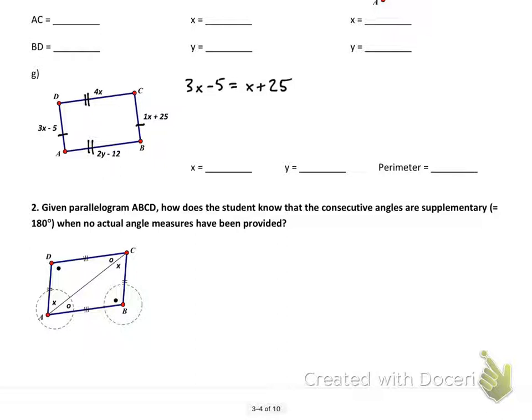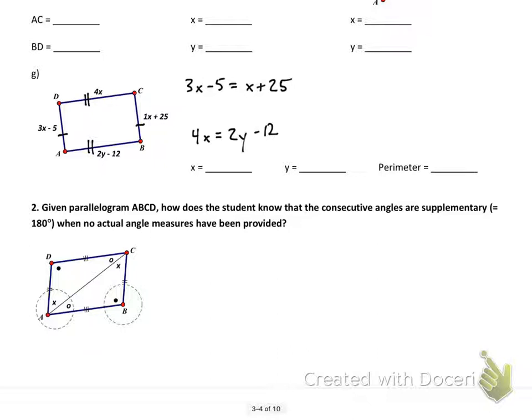Okay, can we set up any other equations? There it is. 4x equals 2y minus 12. All right. So you guys can do it from there. Solve for x, solve for y, solve for the perimeter by plugging those numbers back in. Again, if you have questions on that and you don't know what to do to proceed, let me know.